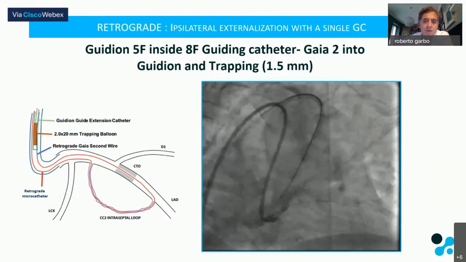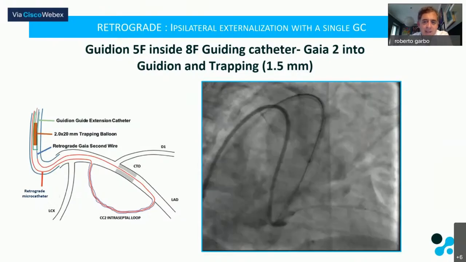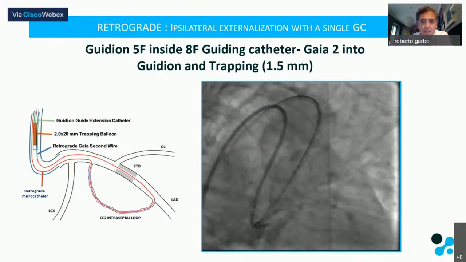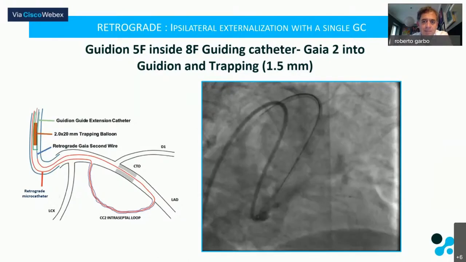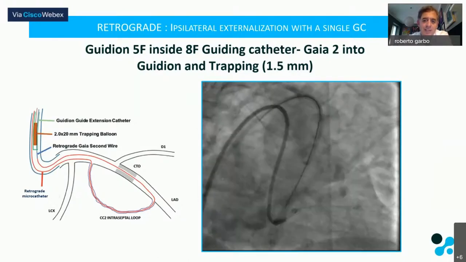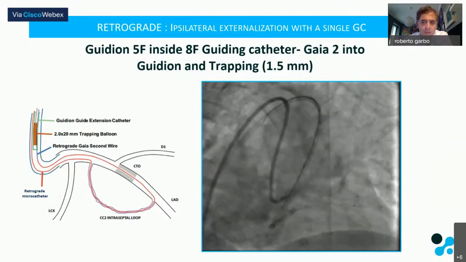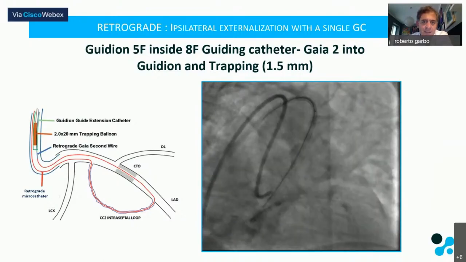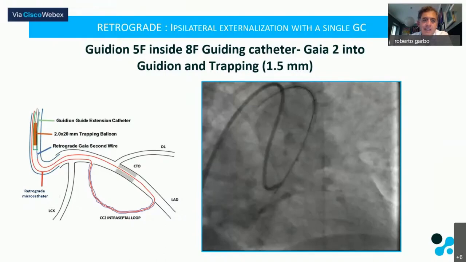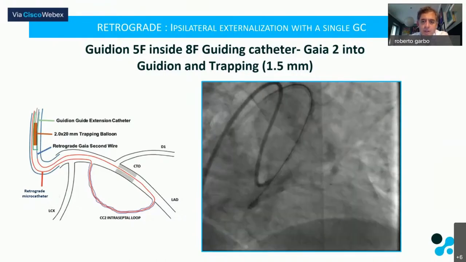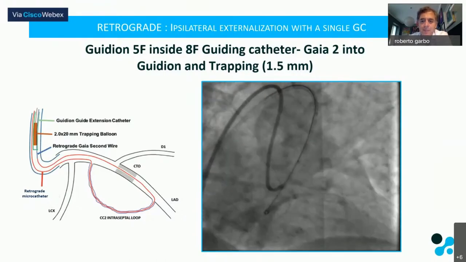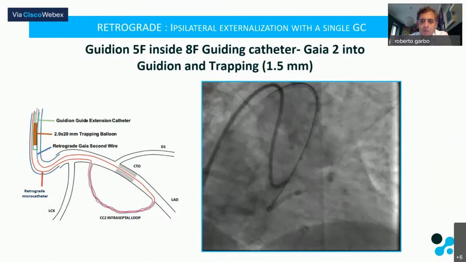The Guideliner is outside of the microcatheter for sure, or the antegrade microcatheter is alongside. The retrograde wire goes inside the Guideliner. You can trap with a 1.5 balloon inside the Guideliner, as you can see here, and you can push your retrograde microcatheter. This case was a fine cross.